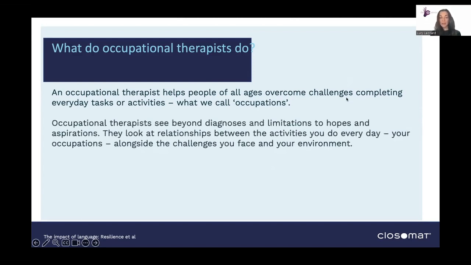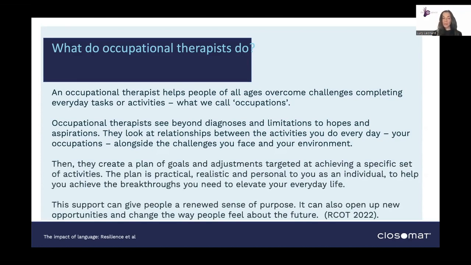Occupational therapists see beyond diagnoses and limitations to hopes and aspirations, which I absolutely love. So when we're working with people, we should be asking, what are your hopes and aspirations or your goals? They look at relationships between the activities you do every day, which are your occupations, alongside the challenges you face and your environment. Fair enough. Then occupational therapists create a plan of goals and adjustments targeted at achieving a specific set of activities. The plan is practical, realistic, and personal to you as an individual to help you achieve the breakthroughs you need to elevate your everyday life.